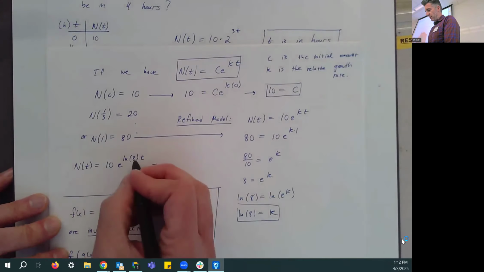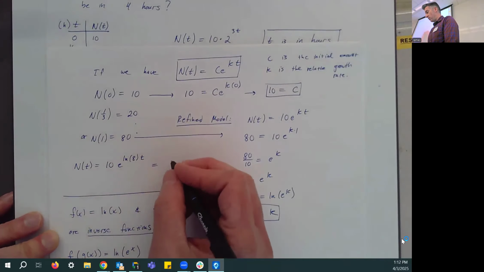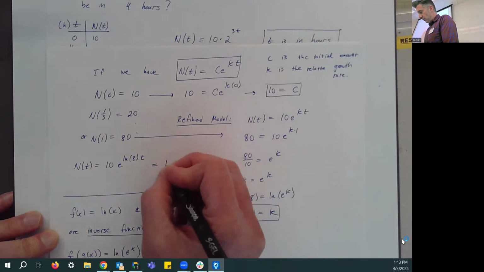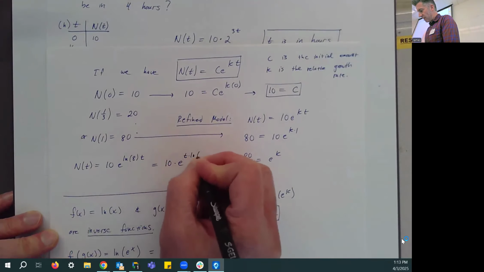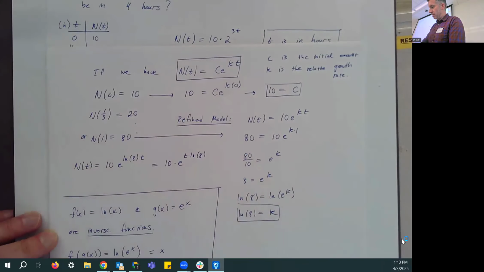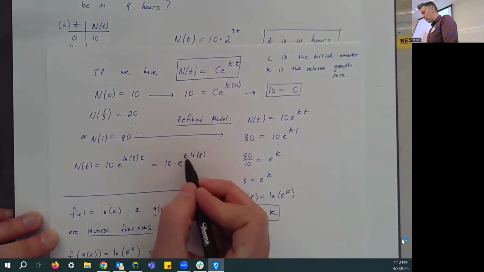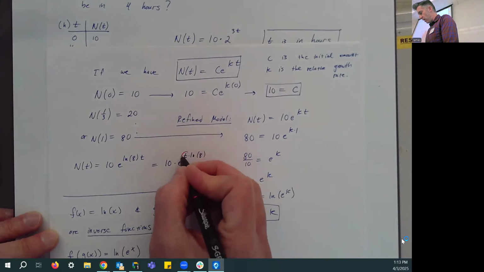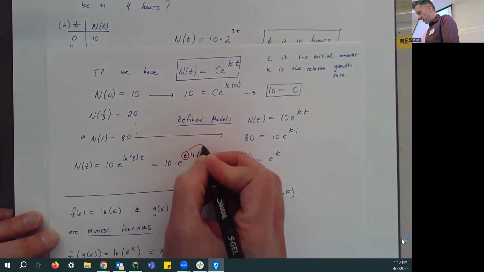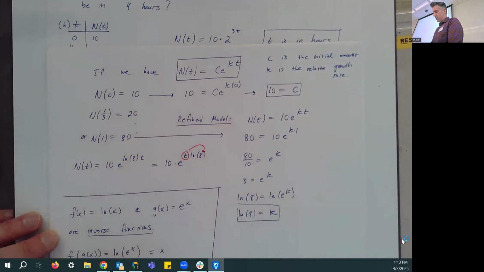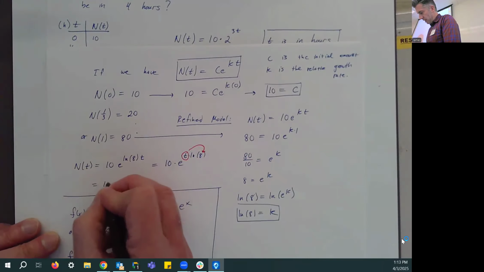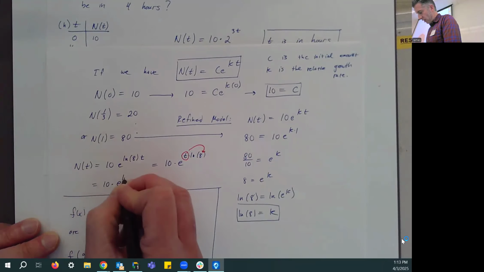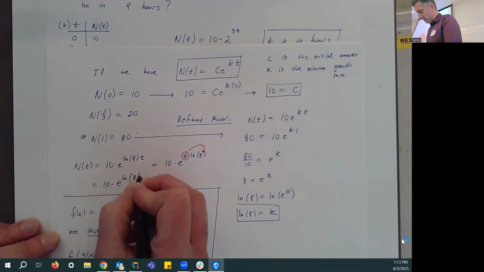E to the natural log of 8 times t, and again, I'm using a logarithm rule here that we haven't discussed. I'm going to write this as 10 times e to the t times natural log of 8. And then there's a rule that says when you have something multiplied by a logarithm, you can write that something as the power of the argument inside the logarithm. So that we can actually rewrite this as 10 times e to the natural log of 8 raised to the tth power.